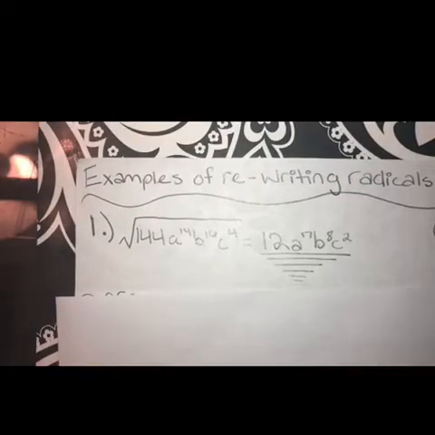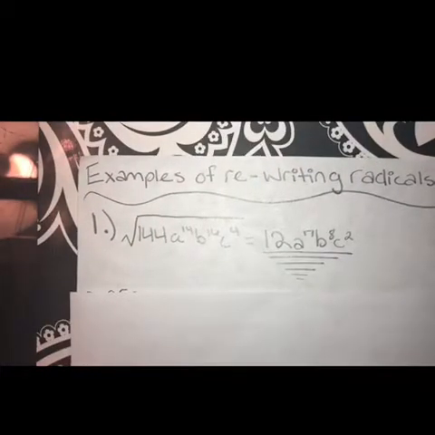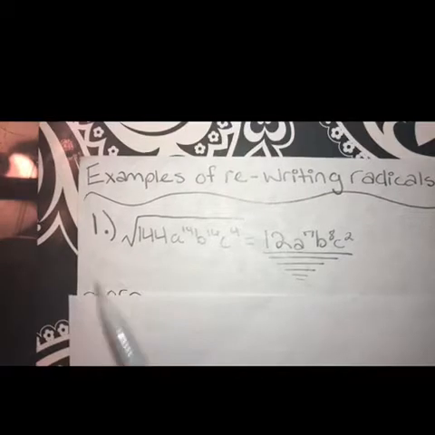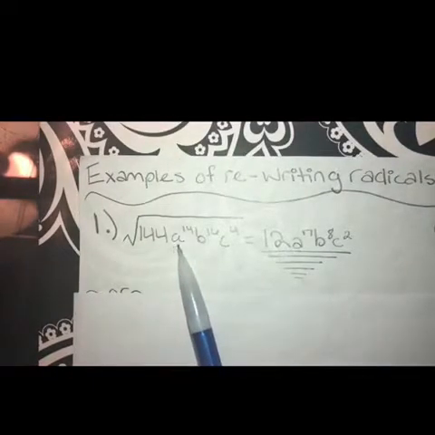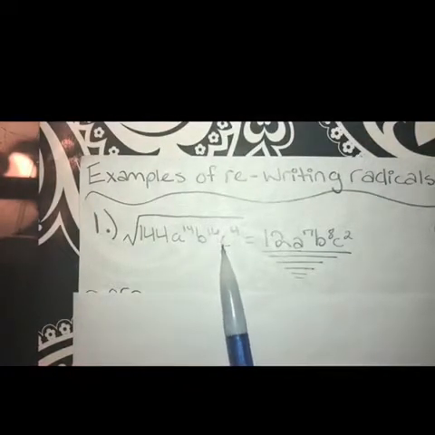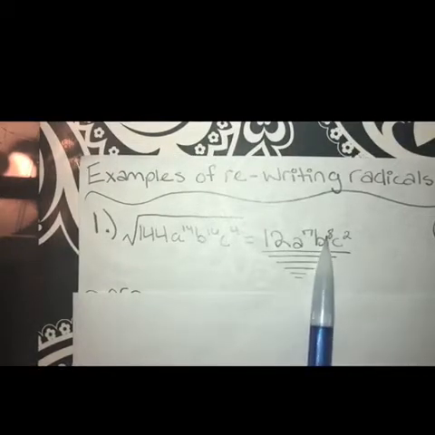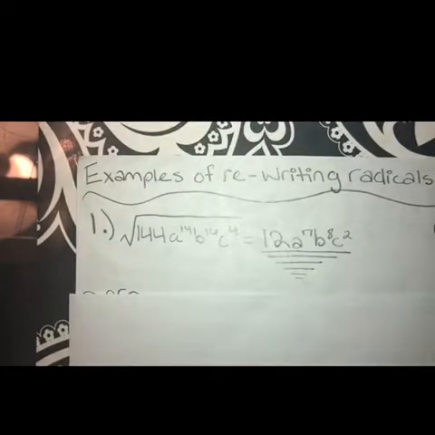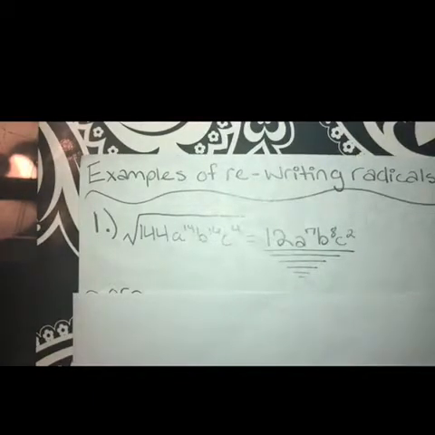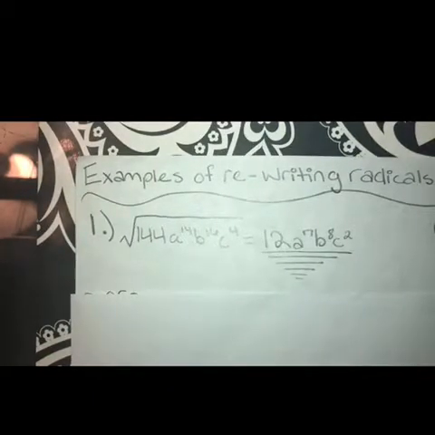As I showed you on problem 1 on the last page, the answer to the square root of 144, a to the 14th power, b to the 16th power, c to the 4th power, is 12, a to the 7th power, b to the 8th, c squared. But there are different ways that you can find this answer. So the title of this video is going to be examples of rewriting radicals in different ways.